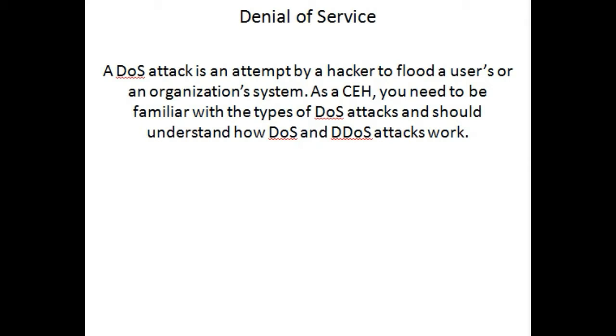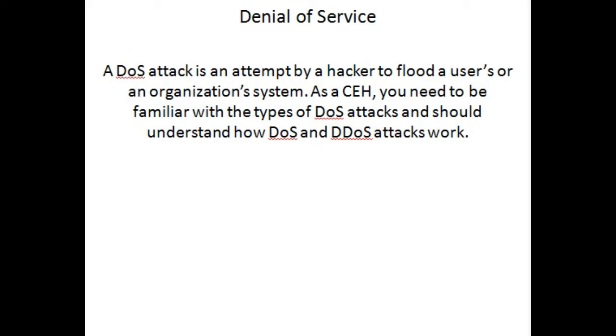This lecture explains DoS attacks, distributed denial of service attacks, and the elements of session hijacking such as spoofing methods, the TCP three-way handshake, sequence number prediction, and how hackers use tools for session hijacking. In addition, the countermeasures for DoS and session hijacking are discussed.